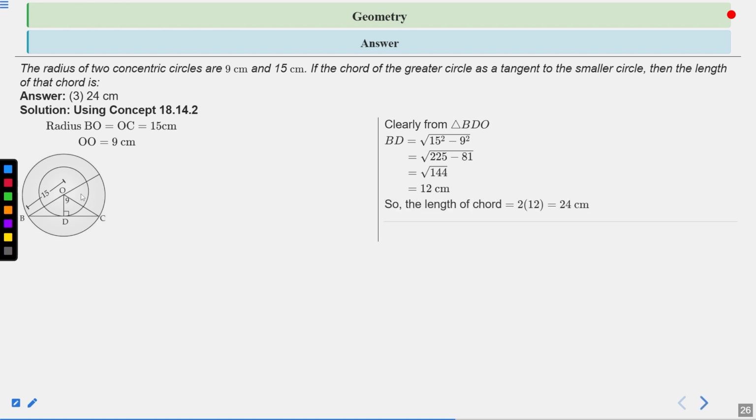So the length of the chord will become, because when we draw a perpendicular from the center to the chord, it divides the chord into two parts. So if the length of BD is 12, the length of BC will become 2 times BD, which is 2 into 12, becoming 24 centimeter. So third one is the correct answer of this question. Next one.